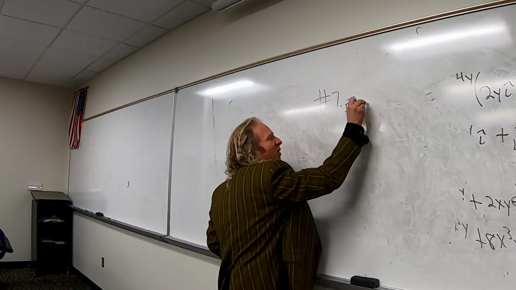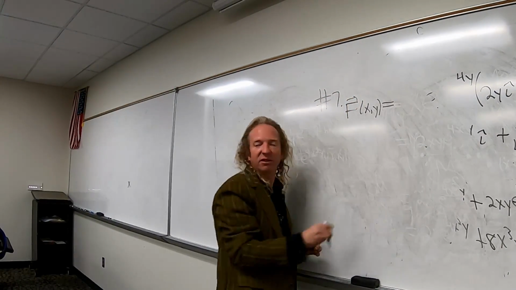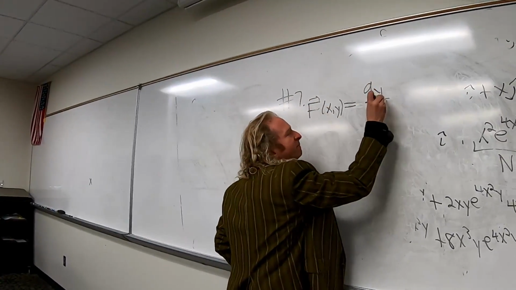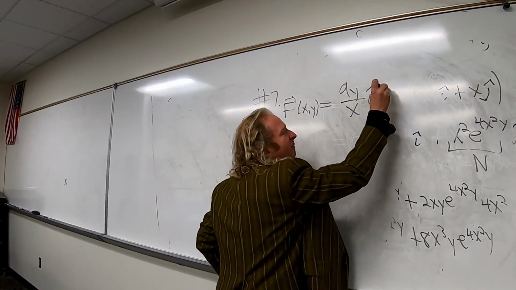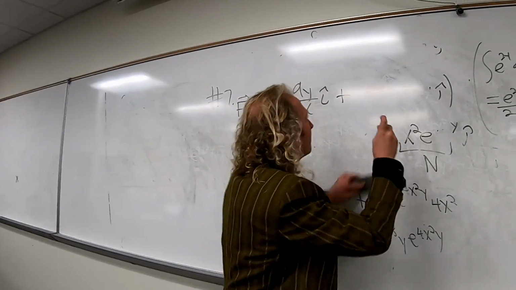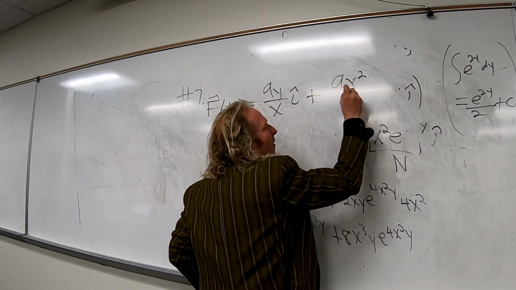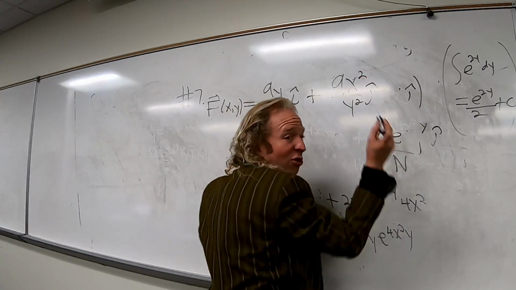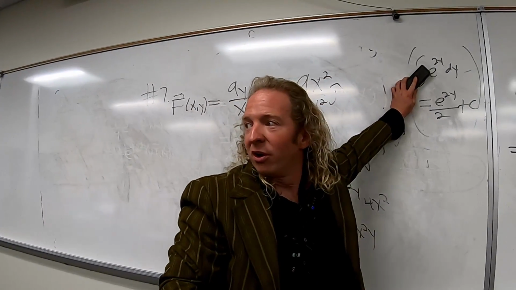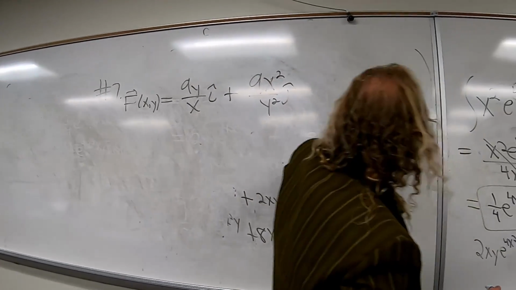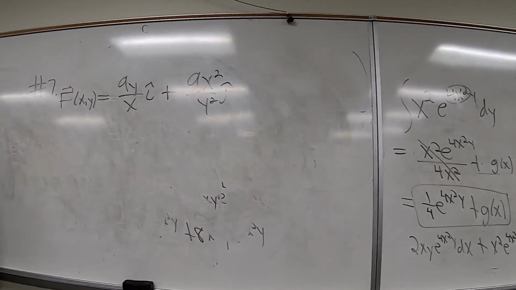So big F of x, y is equal to 9y over x i-hat plus 9x squared over y squared j-hat. Do you all want to try it first? Try it. Come on, try to do it. Take your time. It's a good one.